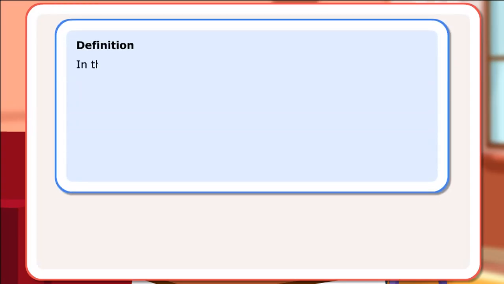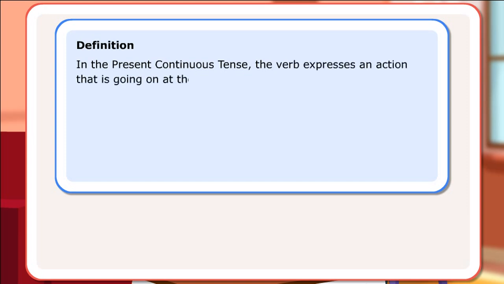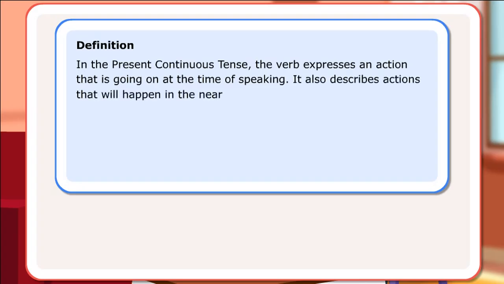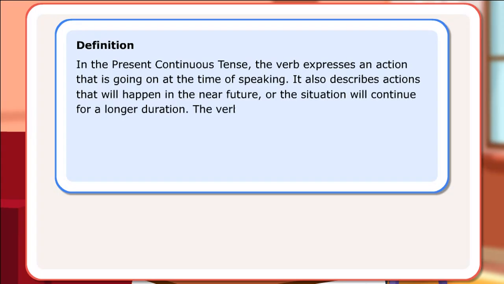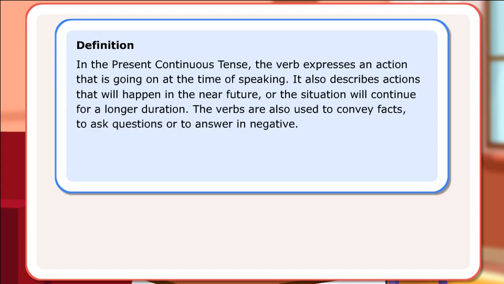Definition. In the present continuous tense, the verb expresses an action that is going on at the time of speaking. It also describes actions that will happen in the near future, or a situation that will continue for a longer duration. The verbs are also used to convey facts, to ask questions, or to answer in negative.